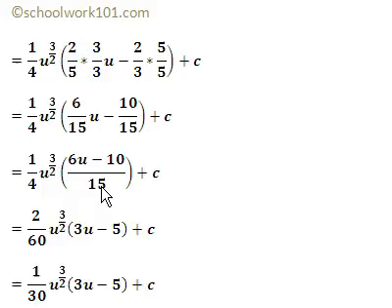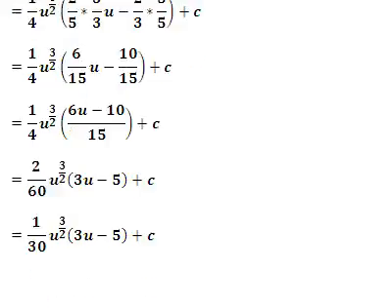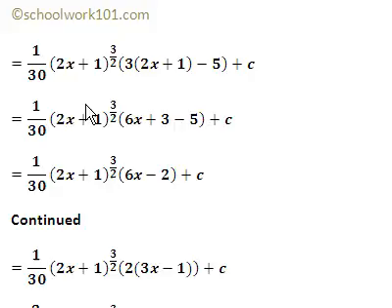And now I can join this into one single fraction. And I'm going to take this 15, and I'm also going to factor a 2 out of the top. So you see 2 goes into 6 3 times, into 10 5 times. So I pull a 2 out, and I pull a 1/15 out, and that makes that 2 over 60. Simplifying the 2 over 60 down to 1/30, and then just rewriting.